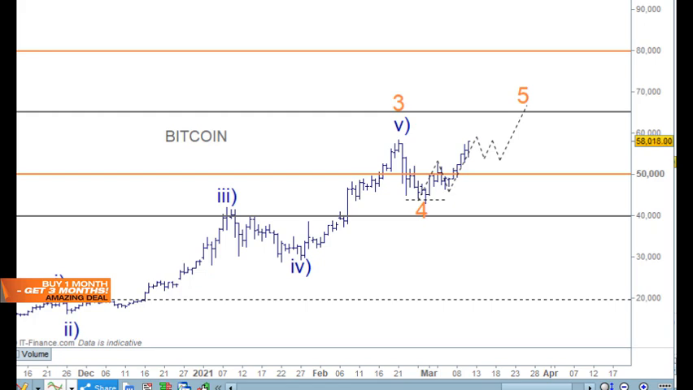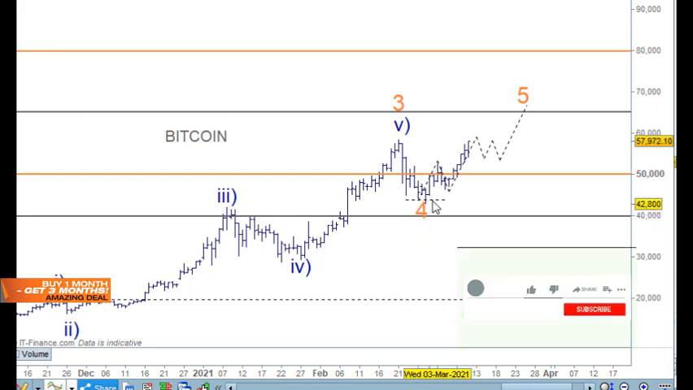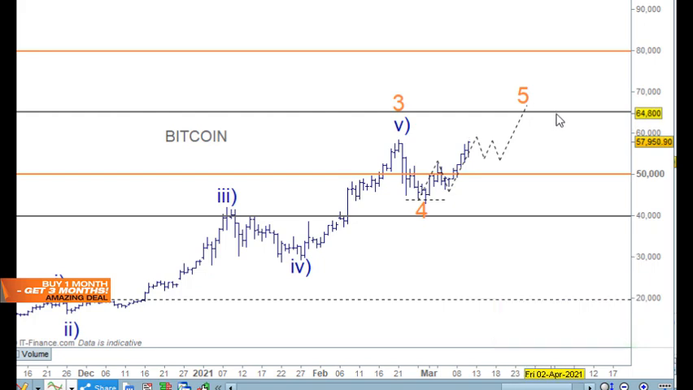Okay, so we're on track here. No real change, but a few things to talk about. As you know, we're looking for the top of wave 3. We looked at wave 4 being here, and we're looking for wave 5 to move up to the next level, which is the medium level here, 65.